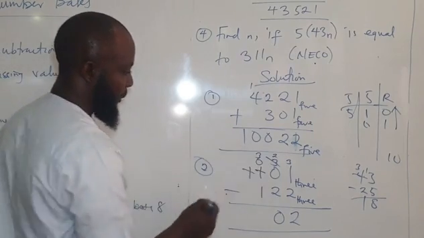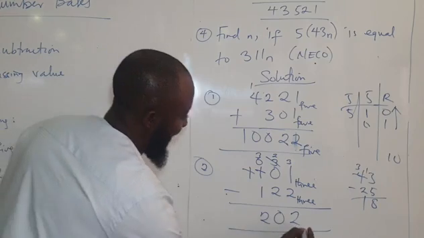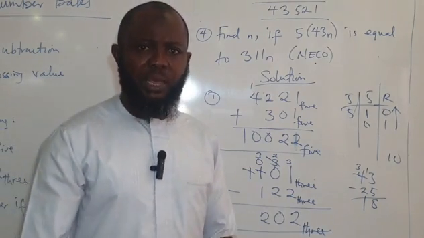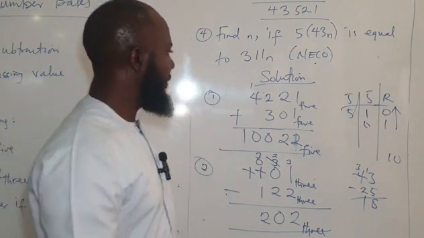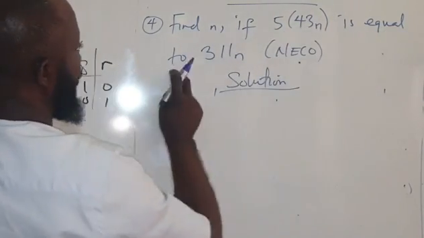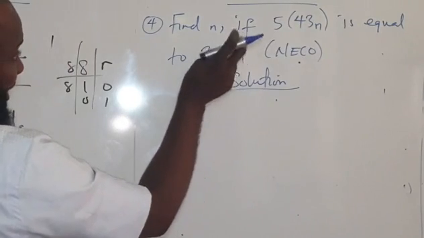This becomes what? 3. 3 minus 1, that is what? 2. So our answer is what? 202 base 3. I believe this is very clear to you. Good. Find n if this multiplied by this is equal to 311 base n.